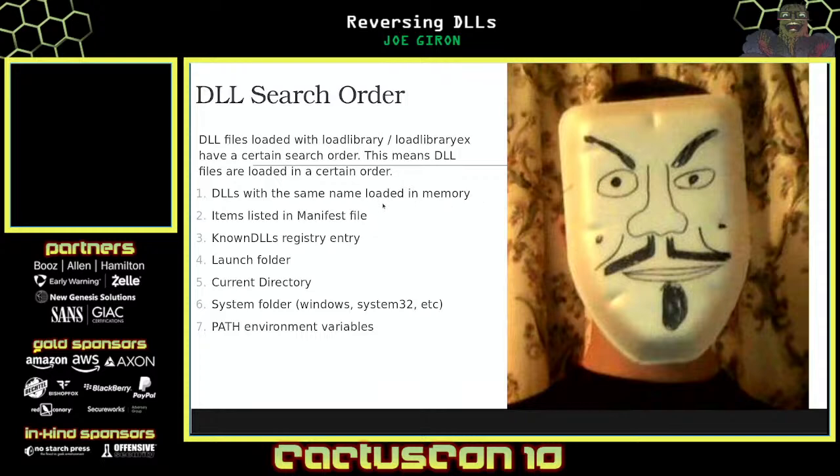First one is, if it's already loaded into memory, then it's just going to load from there, because why wouldn't it? Next, it'll read from what's called a manifest file. Then there'll be what's called the known DLLs directory, then the launch folder, the current folder, the system folder, and then finally the path. Path, you know, throwback heyday, trying to do that compatibility with Unix systems, POSIX, whatever. But that gets executed last.